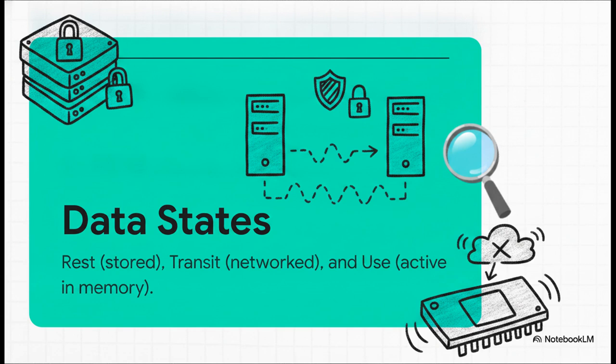This is when data is actively being processed in RAM. Here is a vital rule for the exam. Applications have to be programmed to flush those memory buffers once the data is no longer needed. If they don't, attackers can use memory dump exploits to scrape highly sensitive, unencrypted data right out of the RAM.